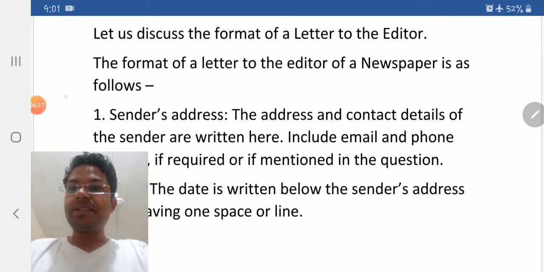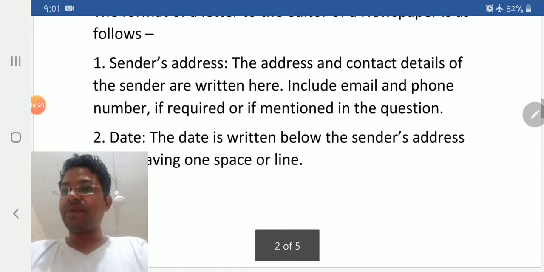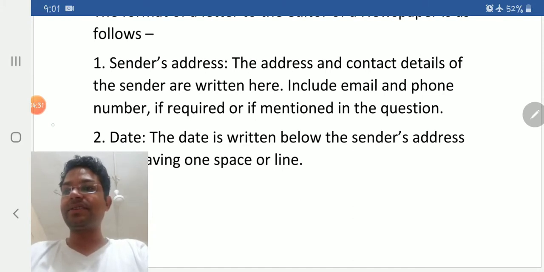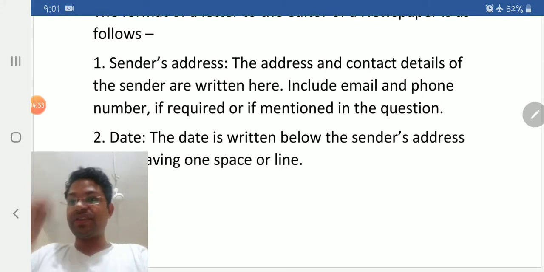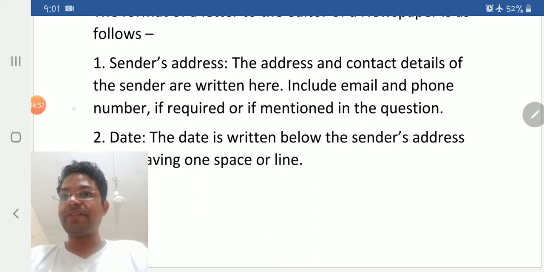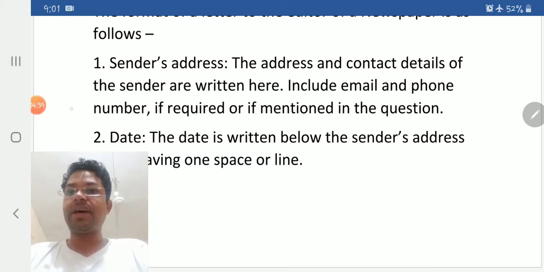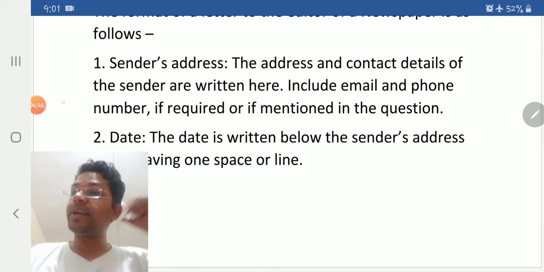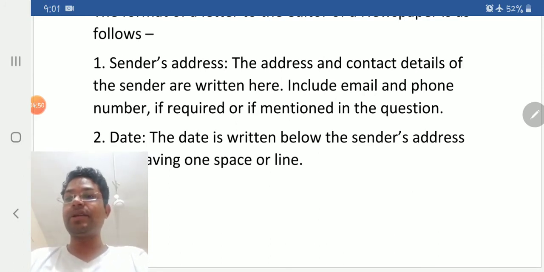The format of a letter to the editor of a newspaper is as follows. Number one, the sender's address. Remember, everything should be written on the left side. So first comes the sender's address, and the contact details of the sender are written here. It should have an address, and it should have an email address also, because we are in a technology world where email and phone numbers are important.